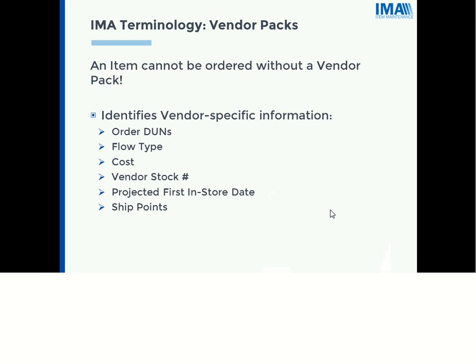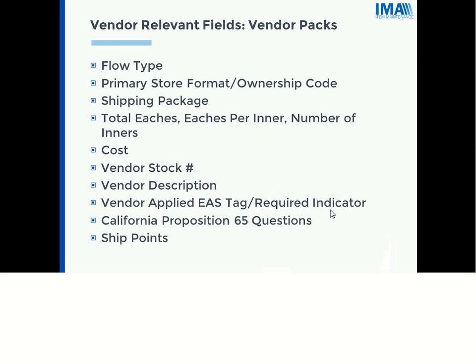So an item cannot be ordered without a vendor pack. The vendor pack identifies vendor-specific information such as the order done, flow type, cost, vendor stock number, projected first in-store date, and ship points. So again, some of those are the ones I just listed, the vendor relevant fields.